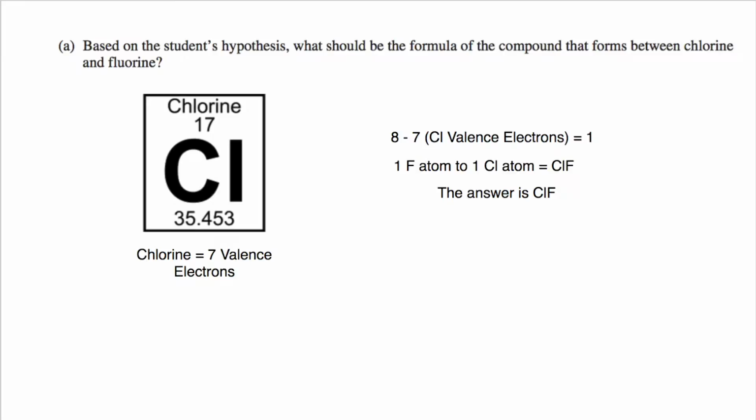To discover what the formula of the compound that forms between chlorine and fluorine is, we must first figure out how many valence electrons chlorine has. Since chlorine is in the halogens group, we know that chlorine has 7 valence electrons. Following the hypothesis, 8 minus 7 equals 1, meaning that you would need 1 fluorine for every chlorine. This would make the compound ClF.